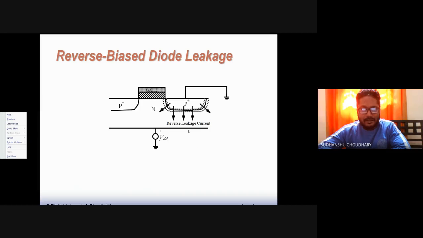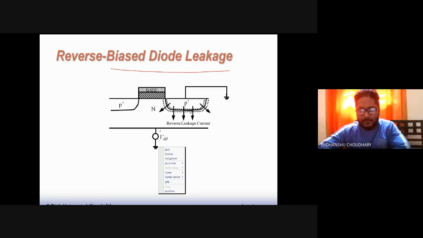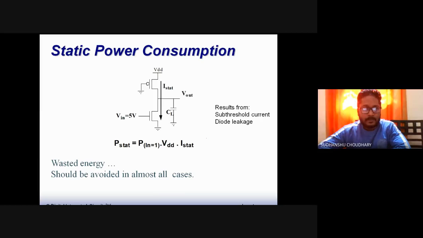Then reverse biased diode leakages could be there, that is, this drain diffusion junction. So we had earlier also noticed that if you increase the reverse bias across this drain junction, the depletion region under this also grows up, and then at very high reverse biases, you may find that the drain and bulk are conducting. Right? So a current is possible in the reverse direction, that is from N to P, that is bulk to drain. So that is also possible. So again, it is a source of power dissipation.